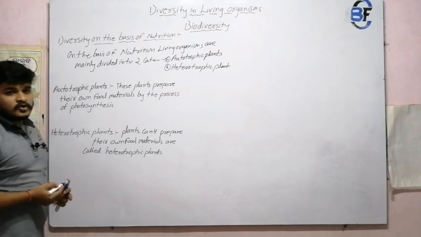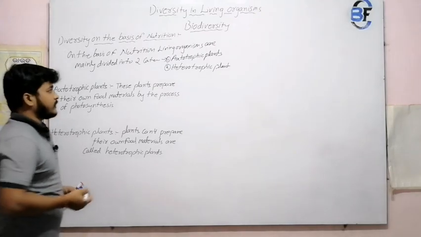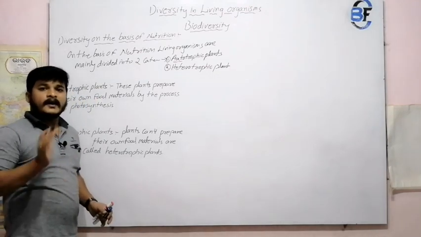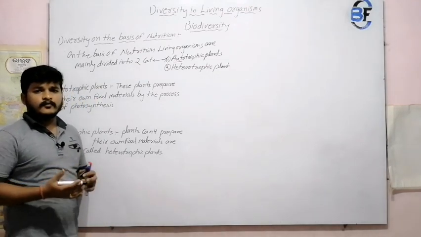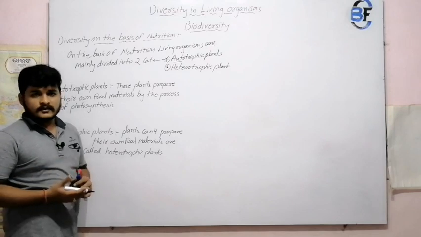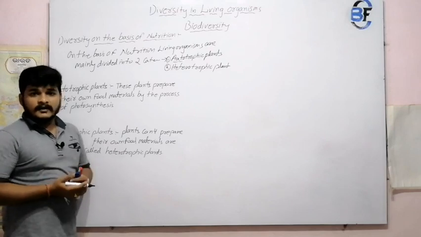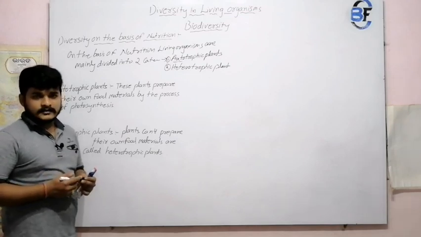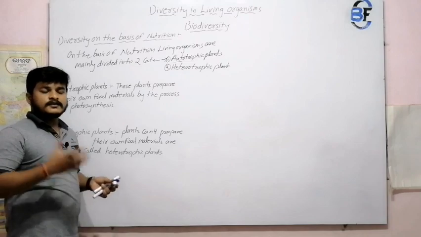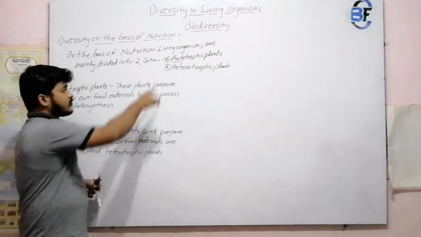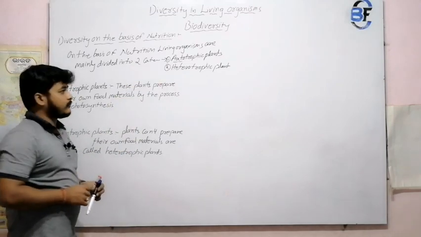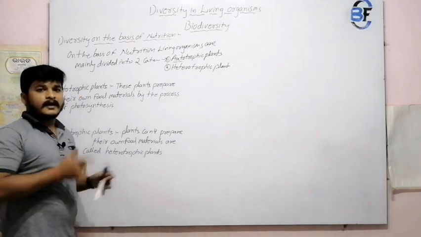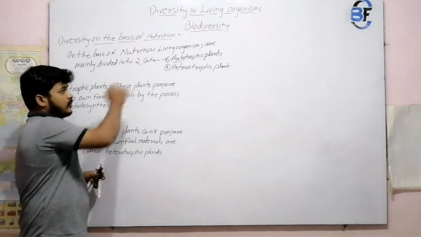So what is autotrophic, and what is heterotrophic? Auto means self. That means they can prepare their own food by their own means, with the help of photosynthesis. Chlorophyll pigment is there, active chlorophyll pigments through which photosynthesis takes place. By means of photosynthesis only they can prepare their own food, so they are categorized under autotrophic plants. Next, heterotrophic: they are dependent, they cannot prepare their own food by their own means. They are categorized under heterotrophic.